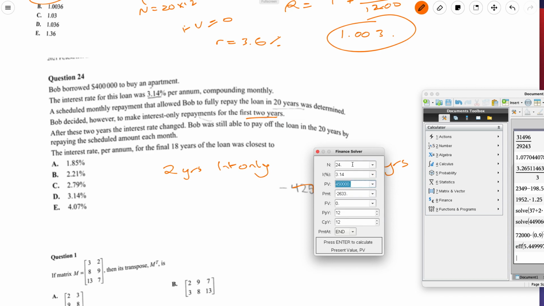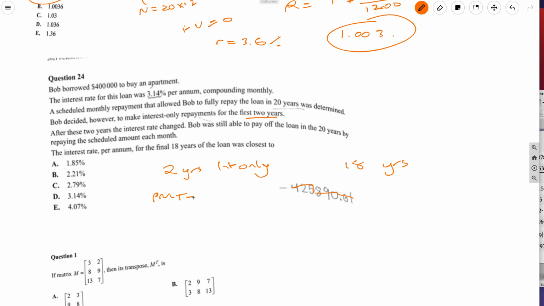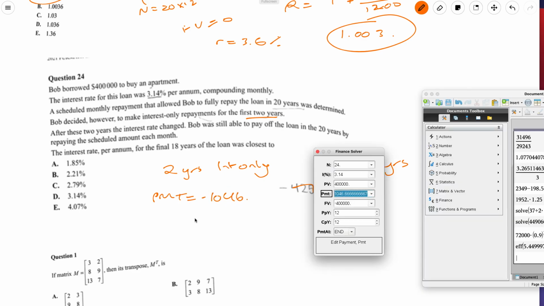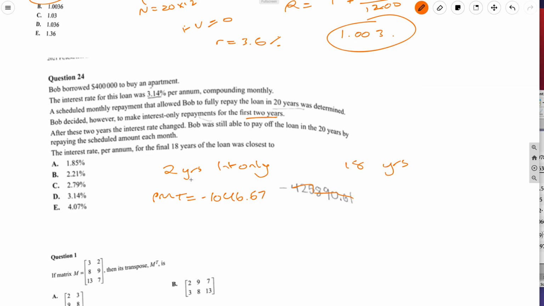Yep, 3.14. Borrows 400,000, so positive 400K. Making payments so that the future value still owes, so negative 400,000. That would be an interest only. We can work out what his payment would have been to do that, and it would be 1,046.66 there. Something's not quite right. Why is that coming out positive? No, it's negative. There we go. So PMT is negative 1046.67. We'll use the unrounded one though.